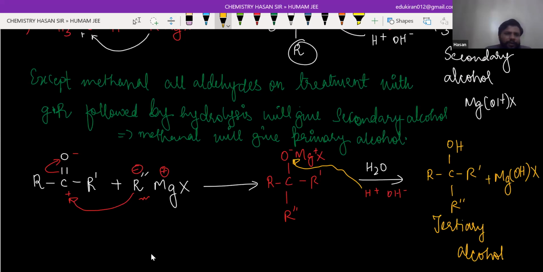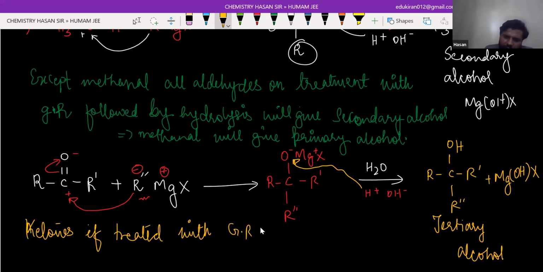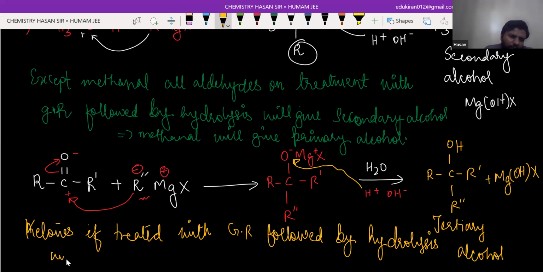So all ketones, if treated with Grignard reagent followed by hydrolysis, will give tertiary alcohol. Tertiary. So this should be in your mind.